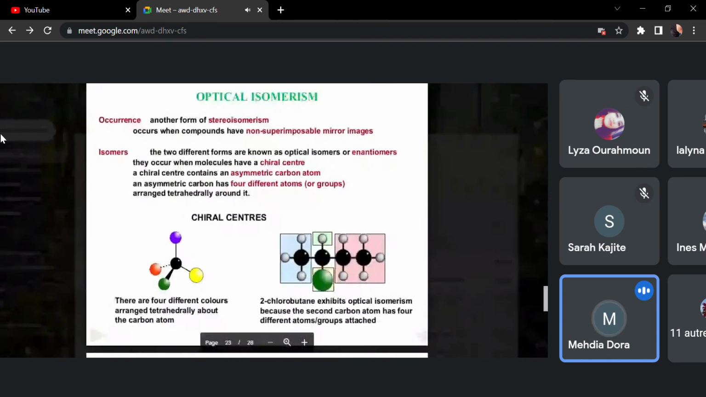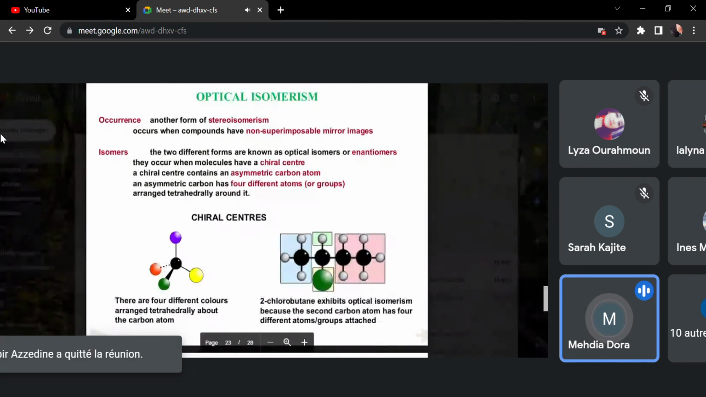So, optical isomerism is another form of stereoisomerism. It occurs when compounds have non-superimposable mirror images.